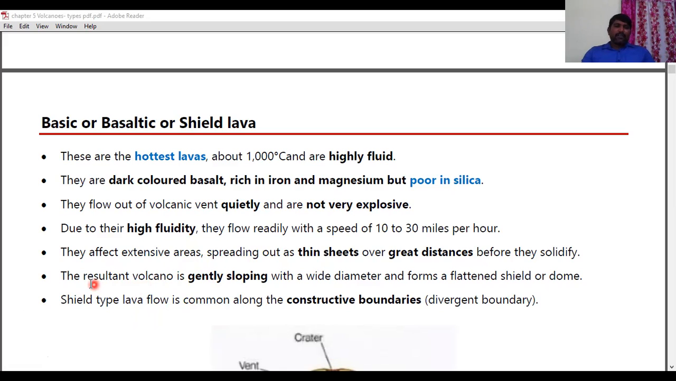When the basic lava is coming out from the volcanic vent, the resultant volcano is gently sloping with a wide diameter and forms a flattened shield or a dome shape. Shield type of lava flow is common along the constructive boundaries, that is divergent boundaries.